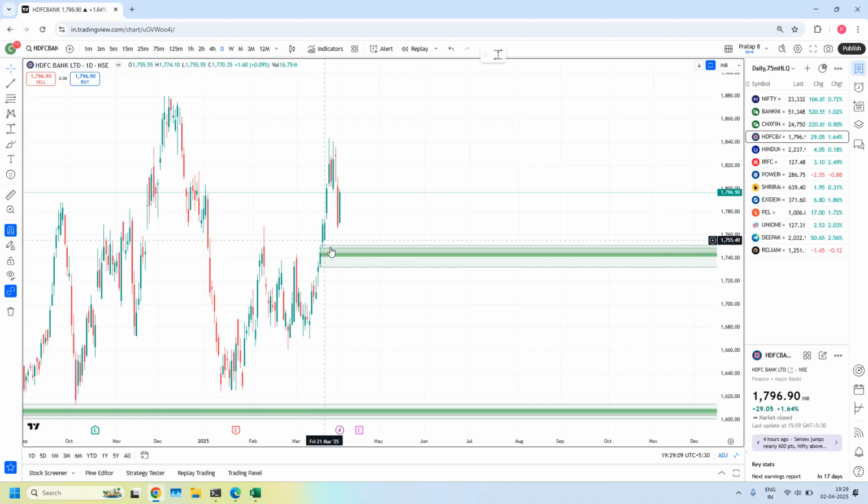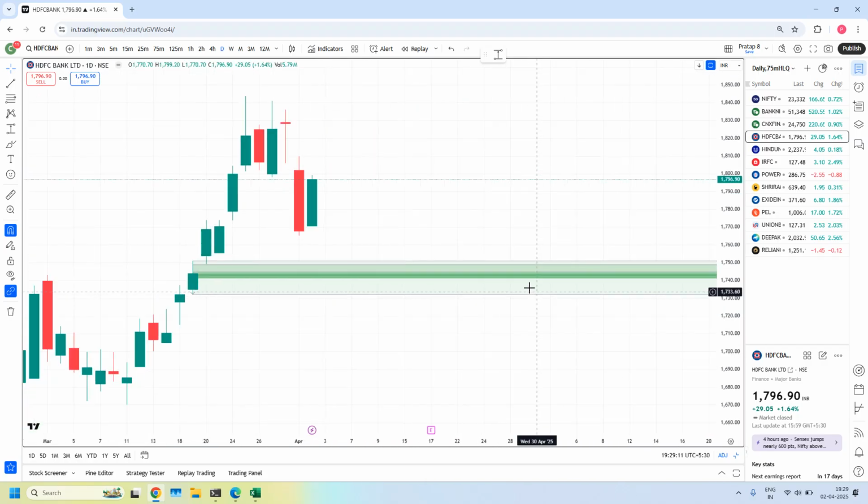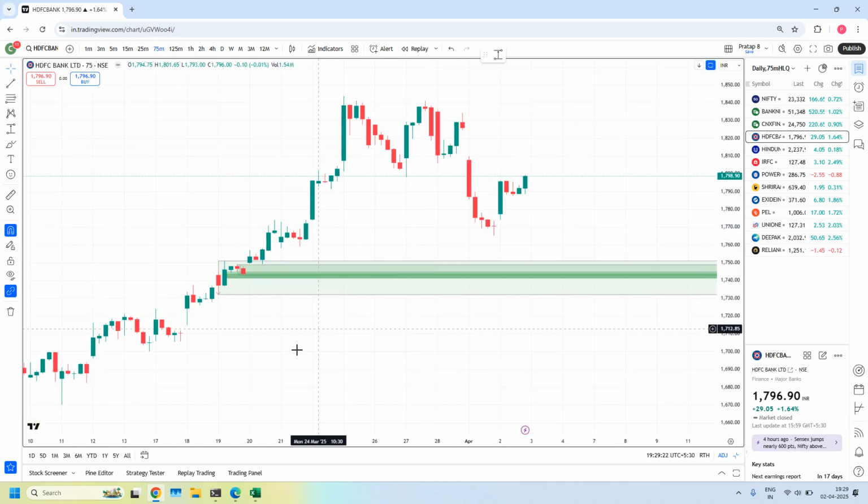This is the old one. This is the recent one created. This one again, hidden body. This is a rally base rally with hidden body rally. And this one is fine-tuned with the 75 minutes time frame.